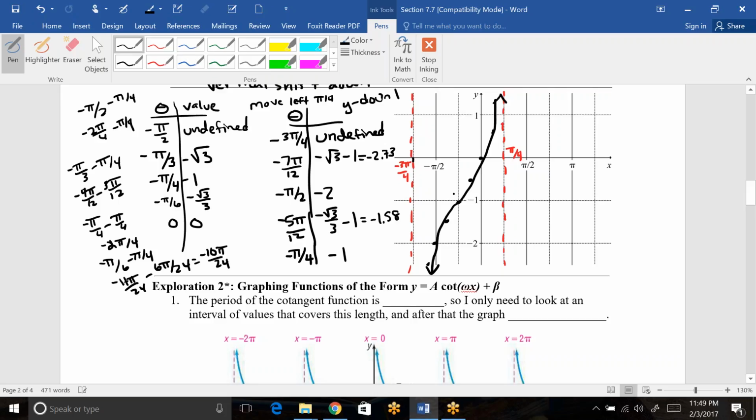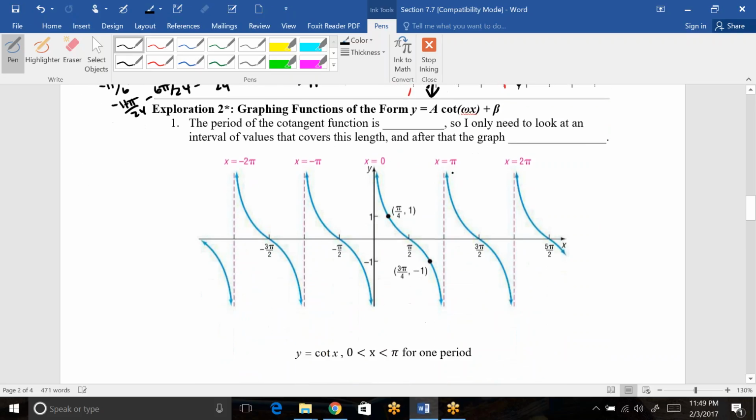So notice this has been shifted down, but it still has that general shape. It's just they've made this a little wide for some reason. And then there would be another version of that over here. I'm not going to draw it in completely, but there would be another version that's similar to here, and then we would have another asymptote, because remember, tangent repeats over and over again.